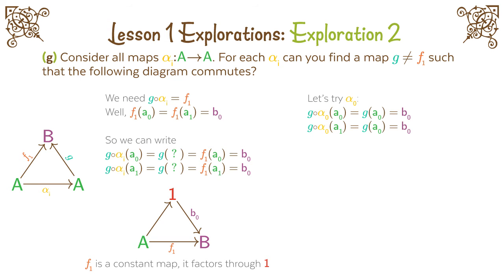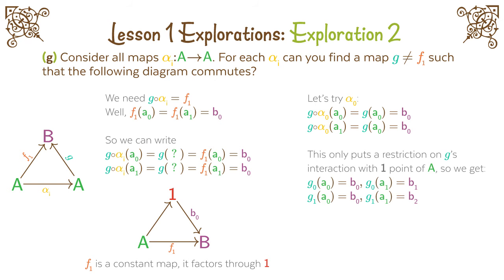First with alpha 0. G following alpha 0 of A0 is equal to G of A0, which is equal to B0. And G following alpha 0 of A1 is equal to G of A0, which is equal to B0. So we see that alpha 0 has only restricted G's assignment for one point of A, which means that we can send the other point anywhere in B we like. Well, except B0, because then G would equal F. So we have two choices, and thus, there are two G's that satisfy this relation.